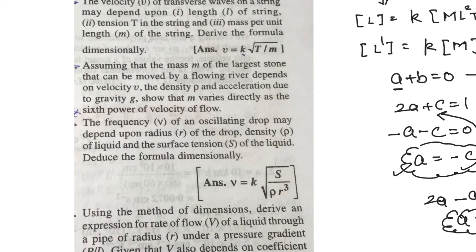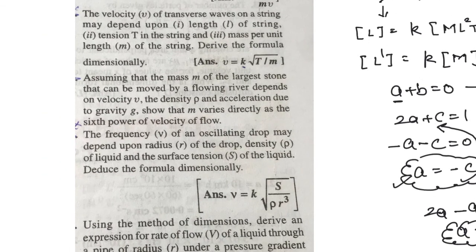In the second one, the velocity of a transverse wave of a string depends on length, tension. Class, tension is just a force. The force in case of a stretched string, in case of a rope, is what we call tension. So tension is equivalent to a force. And mass per unit length, what do we mean by mass per unit length class? That is mass divided by length.